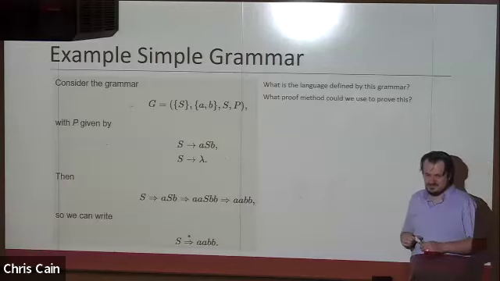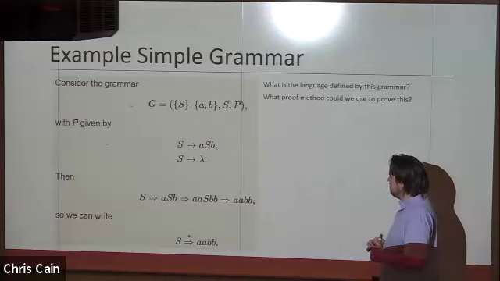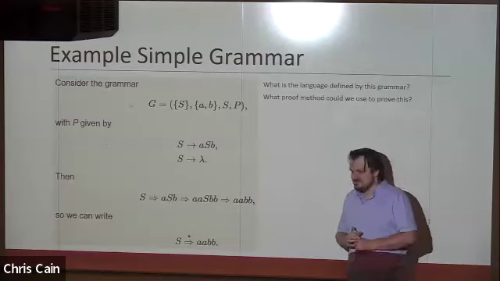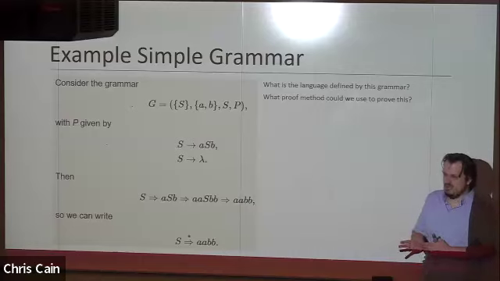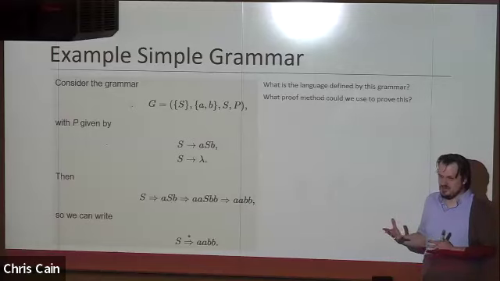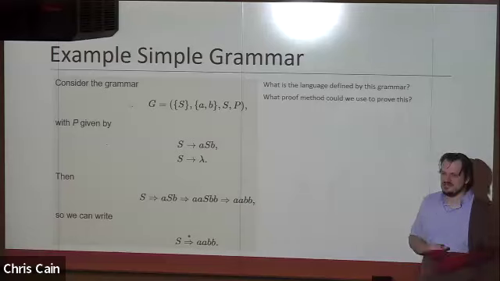It's the A^n B^n language we were talking about earlier. Yep, it is. Did people see why this can produce an arbitrary number of A's followed by exactly that many B's?